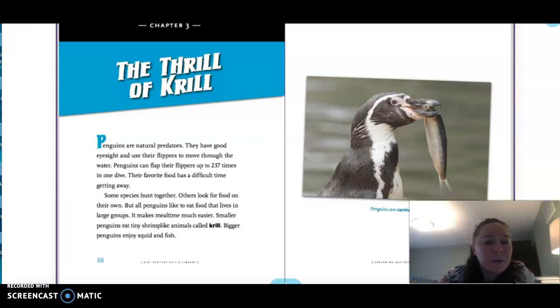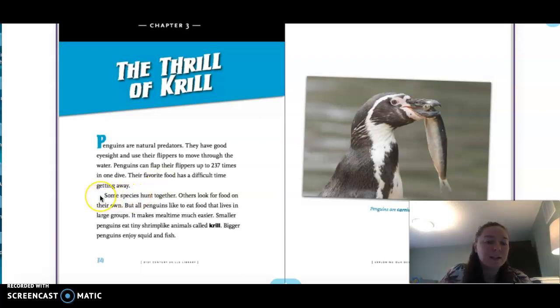It says penguins are natural predators. So that means that they hunt for their food. They have good eyesight and use their flippers to move through the water. Penguins can flap their flippers up to 237 times in one dive. Their favorite food has a difficult time getting away. Ooh. So it seems like because the penguins are such great swimmers, their food, maybe like the fish and the krill, have a hard time getting away from them. So maybe their prey is much slower than them.